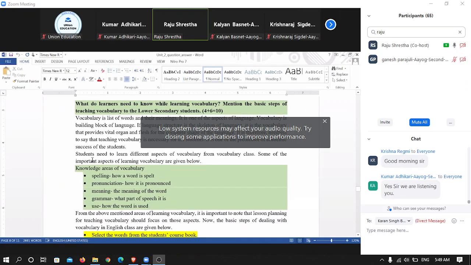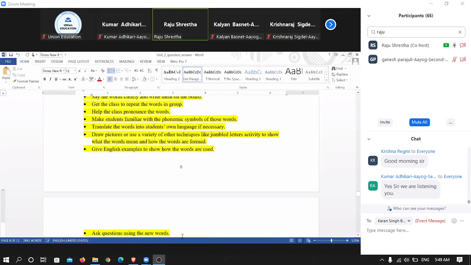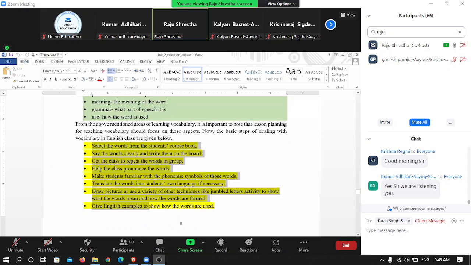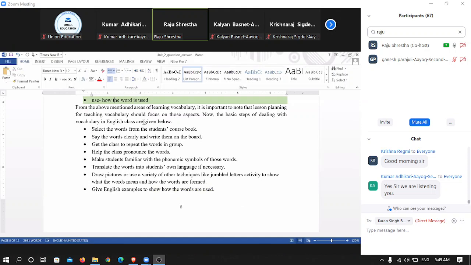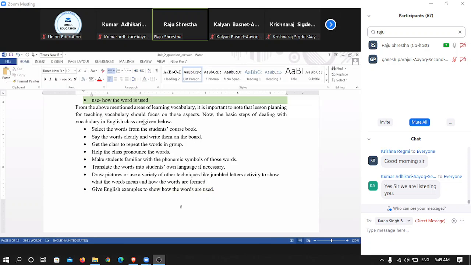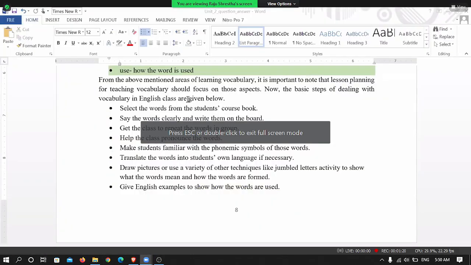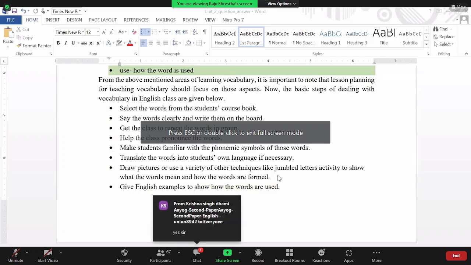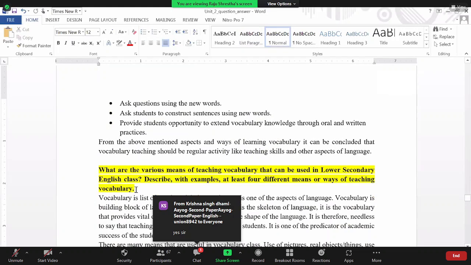These 10, 11 steps I have mentioned. So yes, did we discuss this yesterday? Please confirm it. Yes, please. Did we discuss this yesterday? Yes. Then this kind of question can also be asked from the vocabulary section.